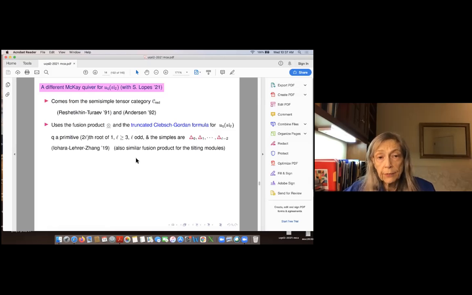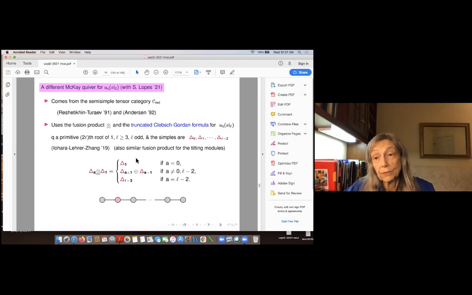Our inspiration came from a paper of Ohtori, Lara, and Zhang in 2019. They used a similar fusion product for tilting modules. And these are the tensor rules, and this is the quiver. So again, you go from something that's circular to something that is a straight line. This is the McKay quiver diagram of type A_{l-1}. These are numbered 0 on the left to l minus 2 on the right, and the thing we're tensoring with is delta 1, the two-dimensional one, which is the pink one.